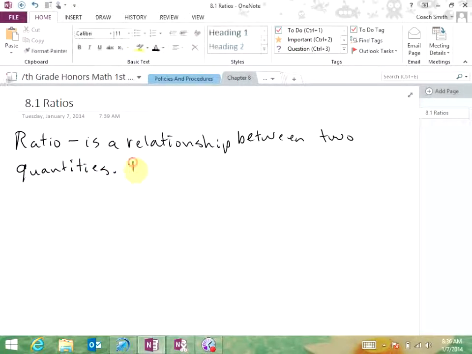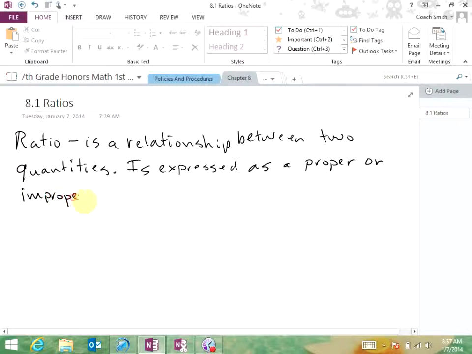The ratio is expressed as a proper or improper fraction in lowest terms.